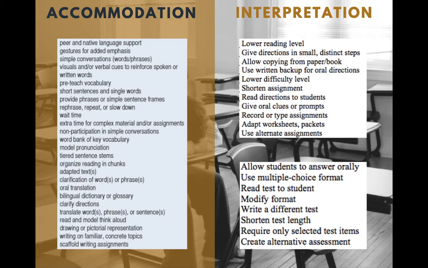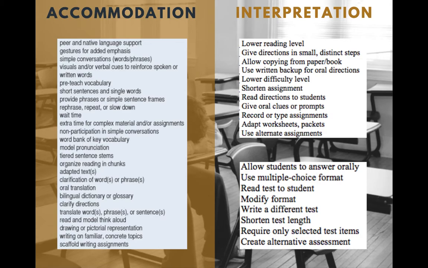So if you're looking at the one on the left, these are good accommodations. They actually do meet that goal of just making room for your language growth. The first one there, peer and native language support. We're still working on communication. We want to elicit language from you. We're not trying to inhibit it. This one in the middle here, extra time for complex material and or assignments. What I like about that is, yes, we're giving you extra time, but it's because the expectation is still that you complete complex material and assignments. So over here we're seeing what a true accommodation should be.